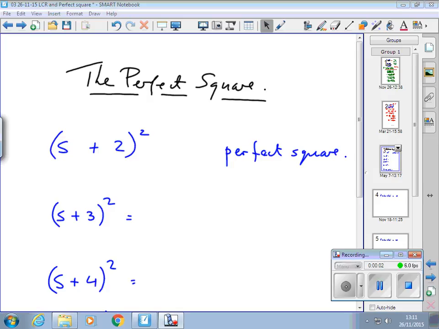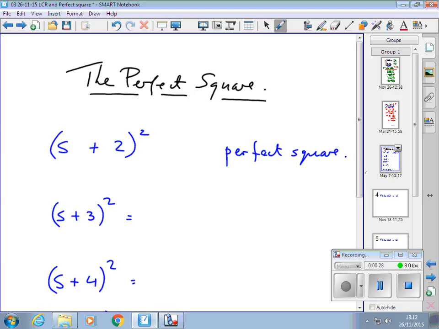So the perfect square. This is an example of a perfect square. S plus 2 squared is an example of a perfect square. S plus 3 all squared is an example of a perfect square. So what I want us to do is to expand out S plus 3 all squared, this perfect square, and see what it looks like multiplied out.